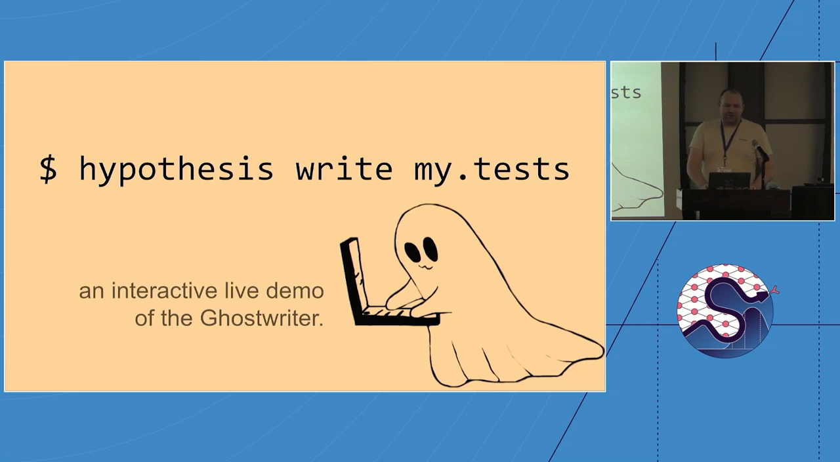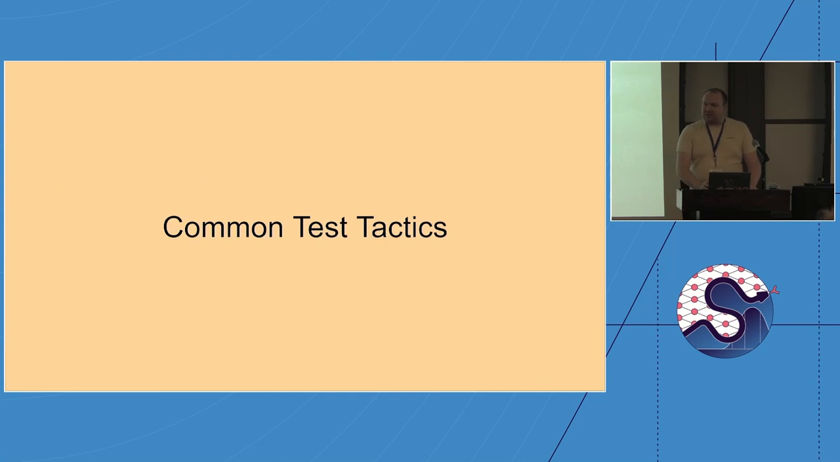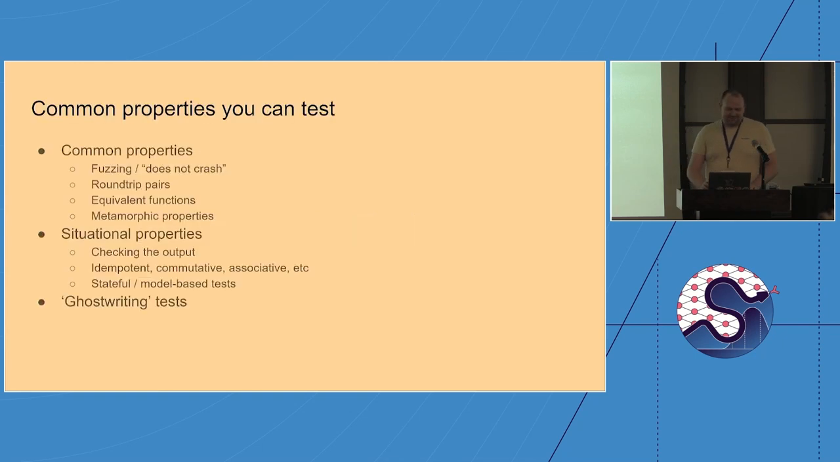So the question was, do we use the same random number to generate the examples each time? We'll cover that in the section after this. By default, it varies, but we have various anti-flakiness techniques. All right, let's jump into design patterns for tests, what I've called tactics to distinguish them from strategies.